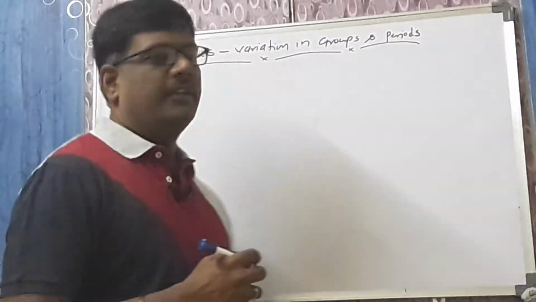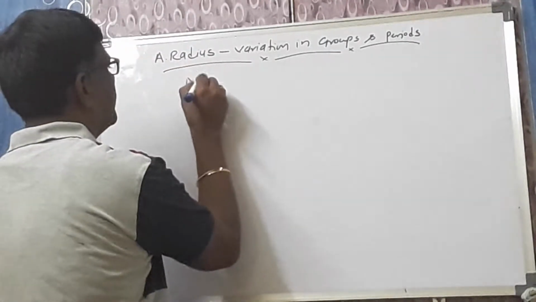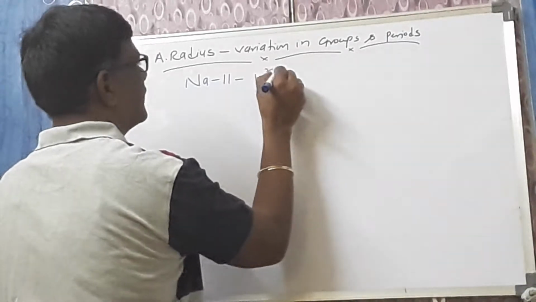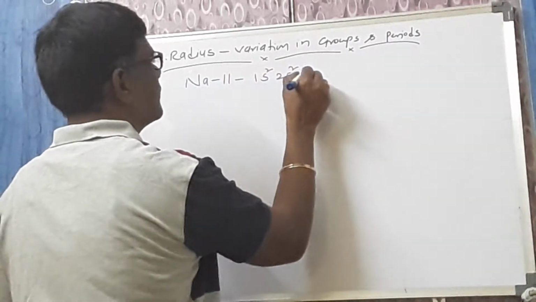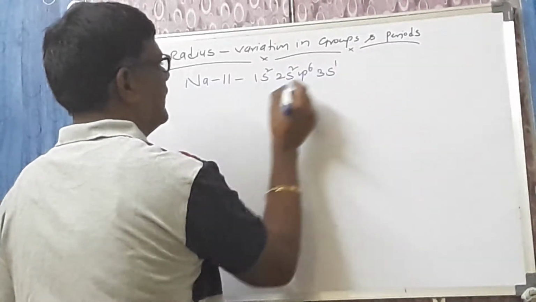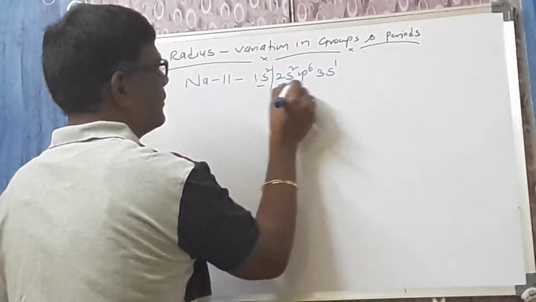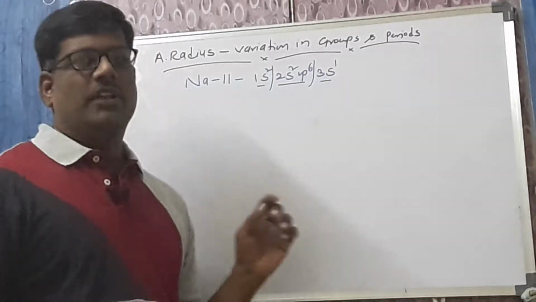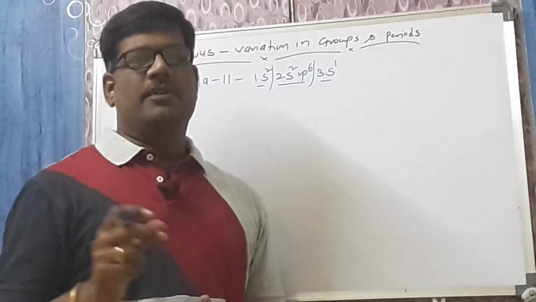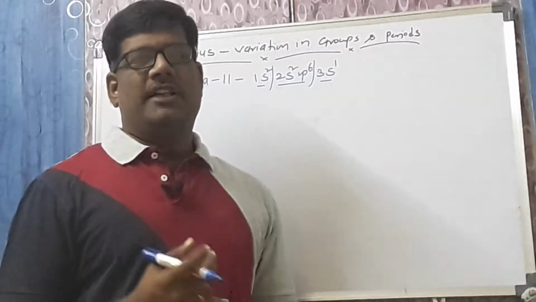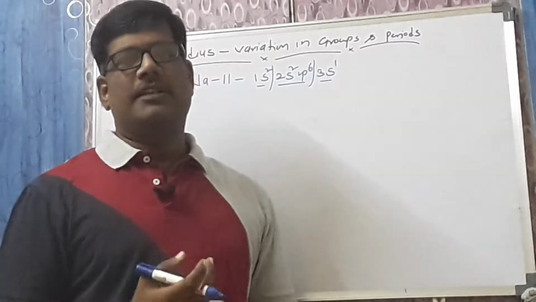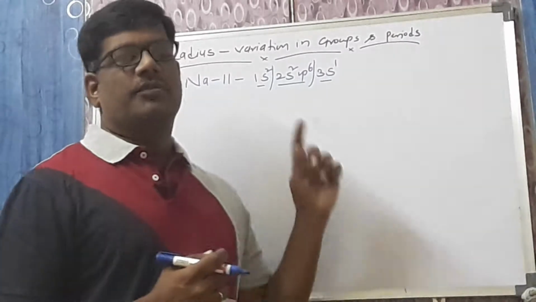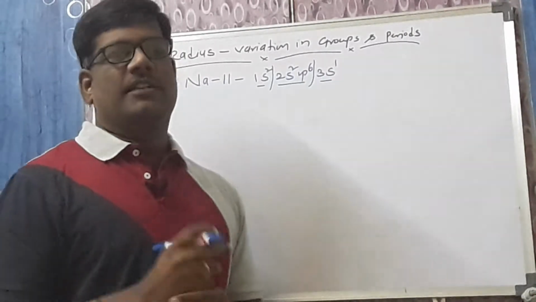In order to know the atomic radius, I am taking one atom, the sodium atom. Atomic number is 11, electronic configuration is 1s2, 2s2, 2p6 and 3s1. Here, 1, 2, 3 are called the principal quantum number, which was given by Niels Bohr. What does the principal quantum number say? 1, 2, 3 means the sodium will have 3 orbits, 3 shells.